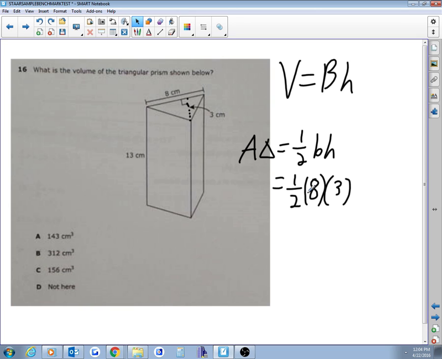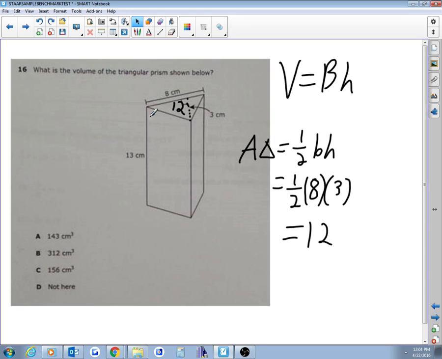Now because this is all multiplication, it does not matter which order we work this in. We could take half of 8, which is 4. Then do 4 times 3, gives us 12. Or we could do 8 times 3 is 24, and then half of 24 is 12. Anywhere we do it, we're going to get 12. So the area of this base is 12. The area of the triangle is 12 square centimeters.